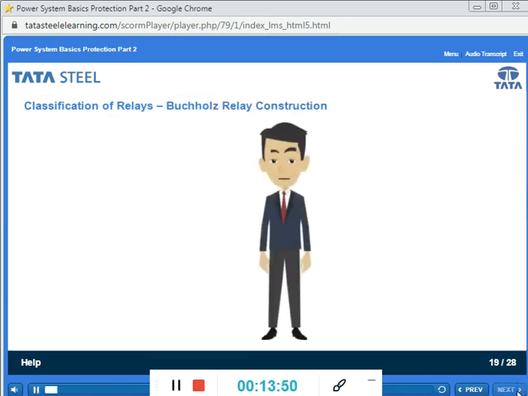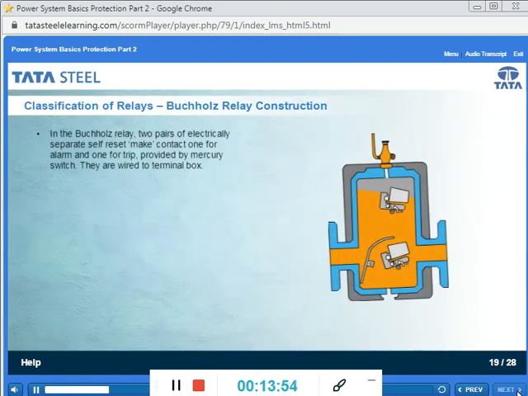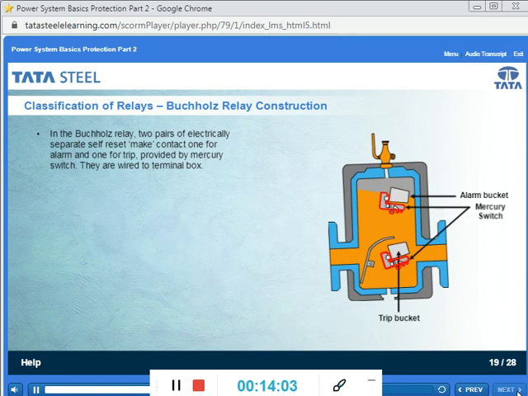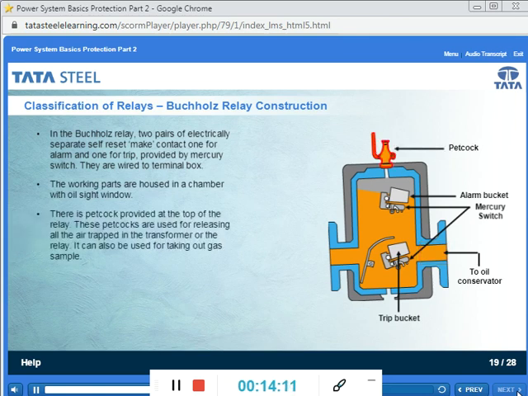Let us take a look at the cross-sectional image of the Buchholz relay. As you can see in the Buchholz relay, two pairs of electrically separate self-reset make contacts, one for alarm and one for trip, are provided by mercury switches. They are wired to a terminal box. The working parts are housed in a chamber with an oil sight window. There is a petcock provided at the top of the relay. These petcocks are used for releasing all the air trapped in the transformer or the relay. It can also be used for taking out a gas sample.